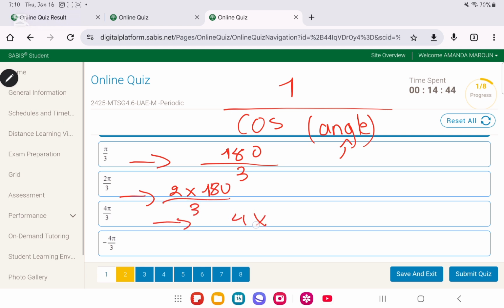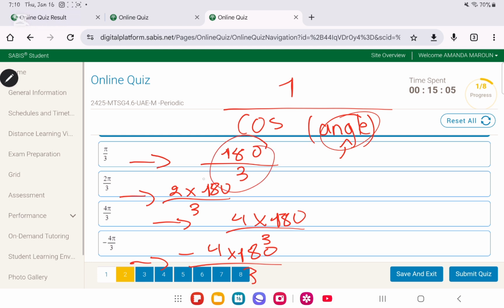This one is 4 times 180 over 3. And this one is minus 4 times 180 over 3. So what we're going to do is put on our calculators 1 over cosine, and in the angle that is in the bracket of the cosine, we are going to put each of the following. So 180 divided by 3 will give us an answer of 2.